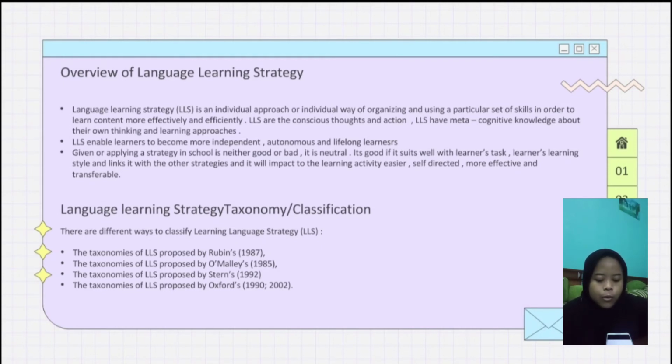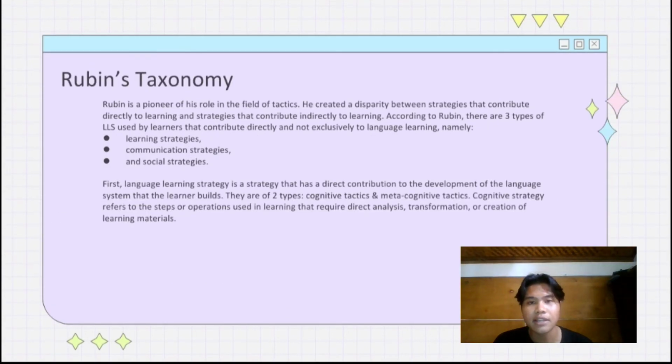There are different ways to classify language learning strategy, or LLS. We can classify LLS in four taxonomies: the taxonomy of LLS proposed by Rubin, the taxonomy proposed by O'Malley, the one proposed by Stern, and the taxonomy of LLS proposed by Oxford. Next I will explain about Rubin's taxonomy.